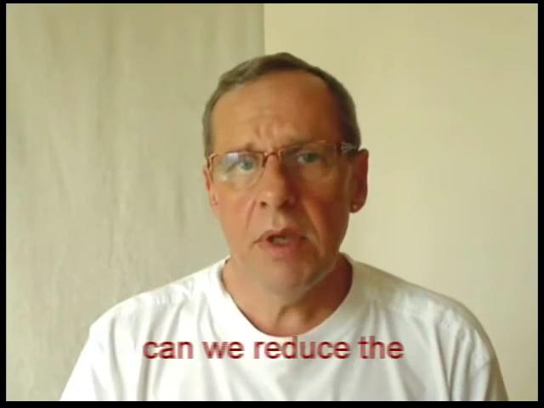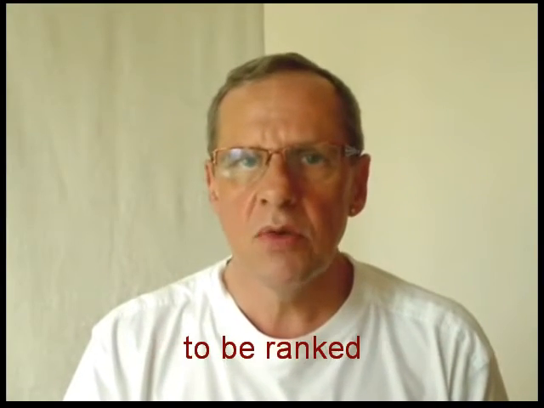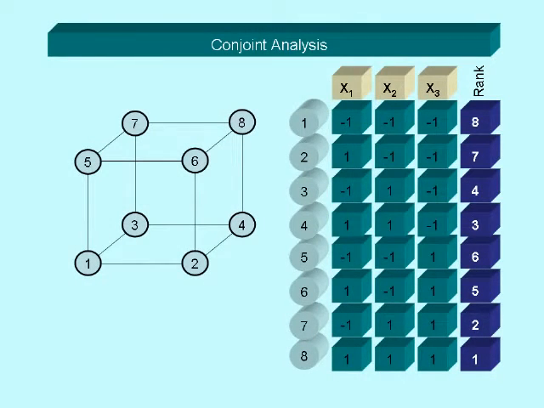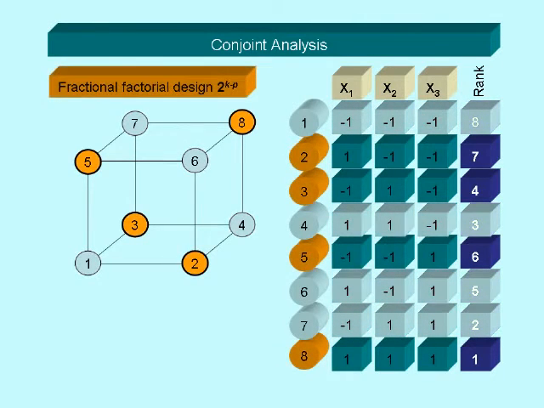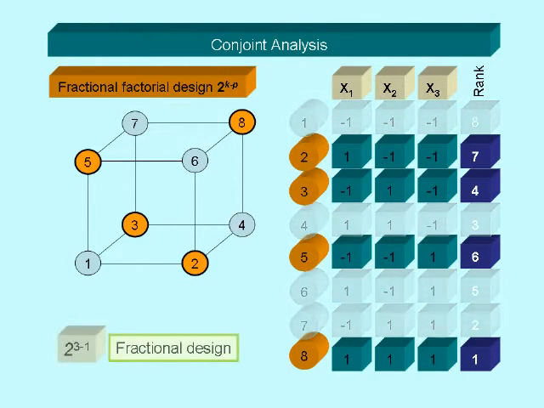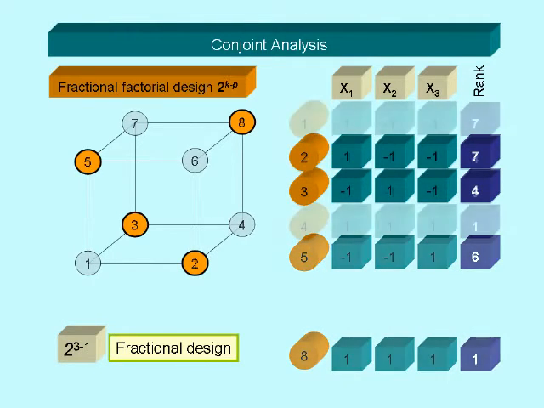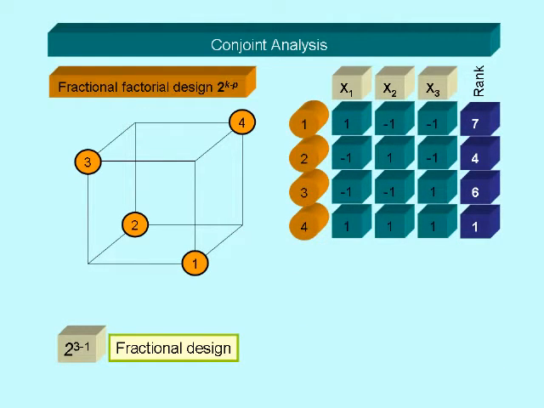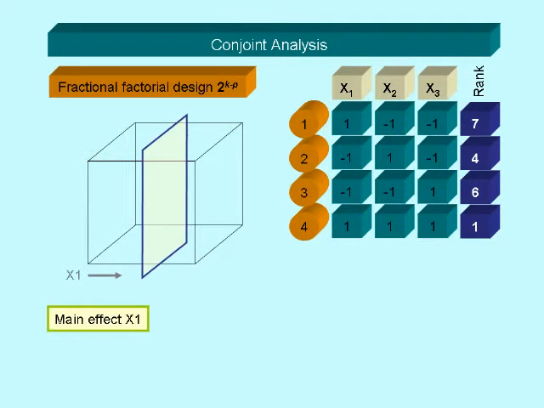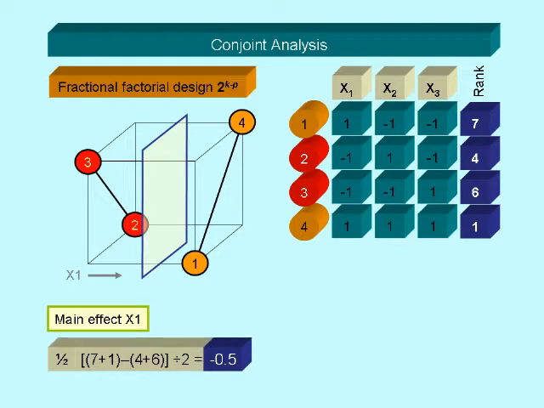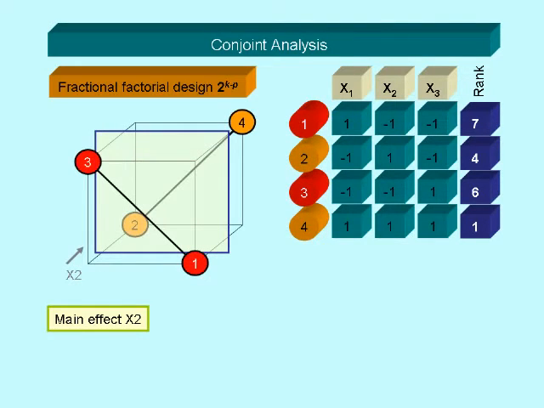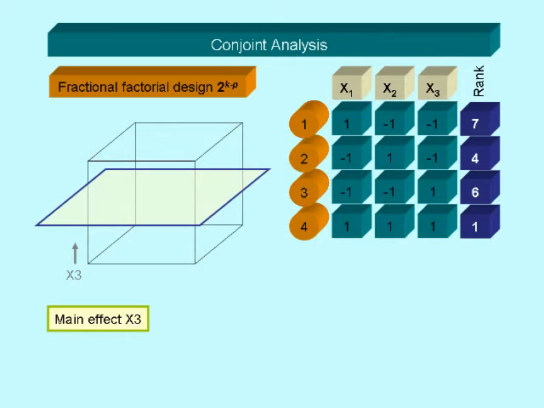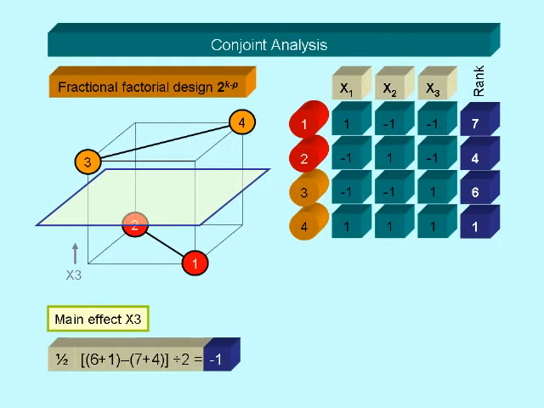So the question is, can we reduce the number of combinations to be ranked in a conjoint analysis? Yes, we can use a so-called fractional factorial design. Instead of all 8 combinations in our example, we select half. Fractional designs have a notation as shown here. So finding the part-worth utilities, we use only 2 of the 4 combinations to build the average in each dimension, and we come to the same result as for the full factorial design.